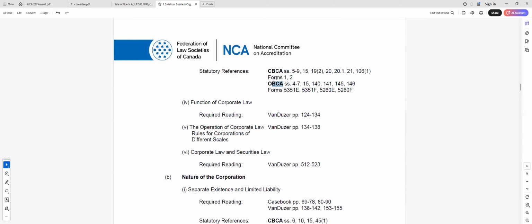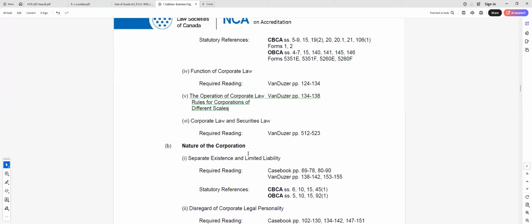So this is the provincial law, and this statute is federal law. Function and corporate function of corporate law. How does it function? Then we also see the operation of corporate law rules and different scales. This is also important because they have mentioned in the beginning how the operation of the corporation runs. They could ask any related topic from here as well.